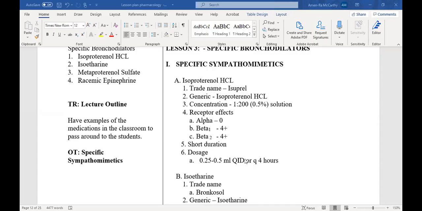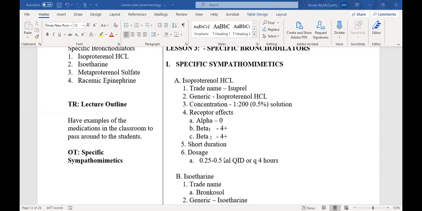That is what you need to have on the back side of that card. That way you flash yourself, okay? Isoproterenol, you turn it over, and this is all the stuff that's on it. Because I will ask a question that says, which one of the sympathomimetics has 0 alpha, +4 beta 1, and +4 beta 2, and can be given every 4 hours?